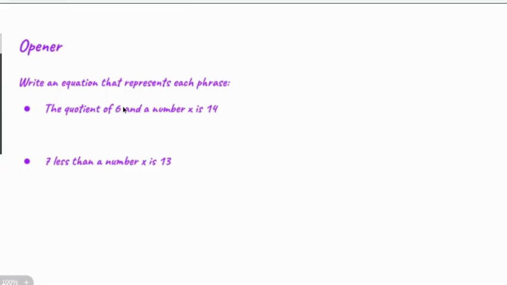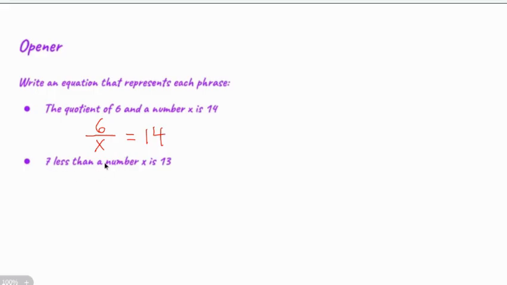So the quotient of 6 and a number. So quotient indicates division. So we'll divide by x, and is meaning equal to 14. But that's all we're going to do. That's all we're being asked to do.